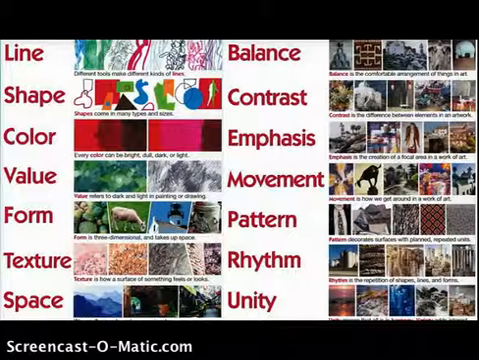So balance is basically the visual heaviness on each side. You can have very symmetrical balance so that it seems as though it is equally weighted on each side. With contrast, that could have something to do with color, for example. When you want to put two colors that are opposite of each other on the color wheel, like blue and orange, next to each other.